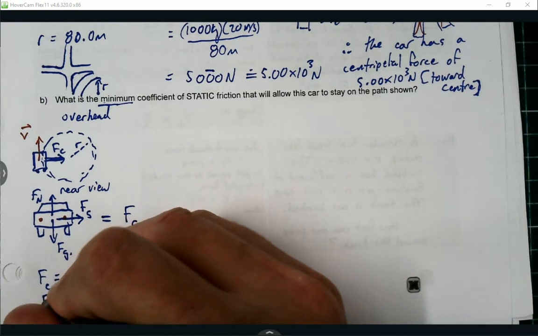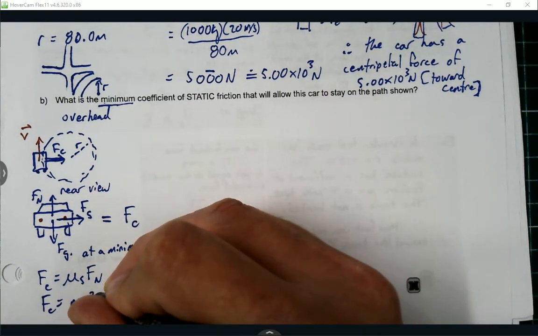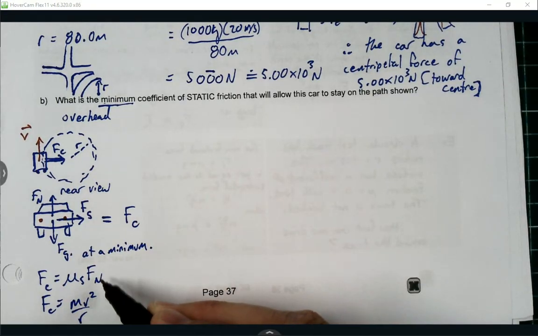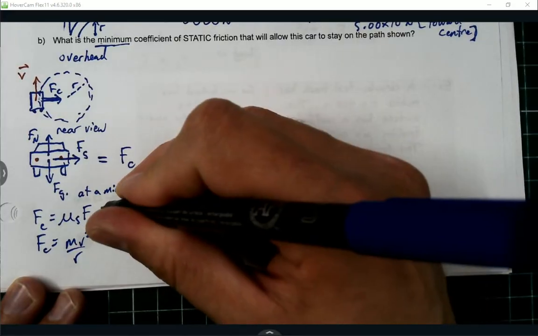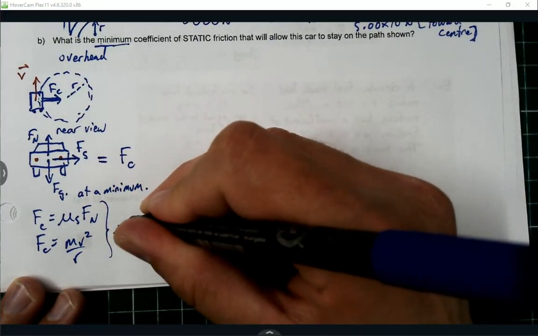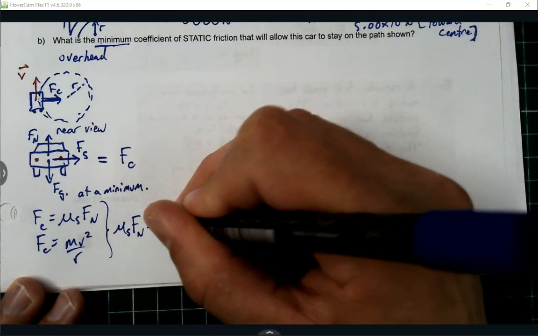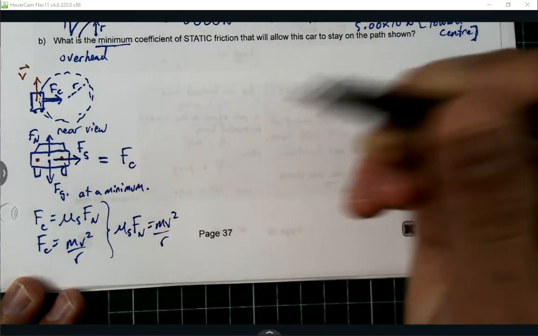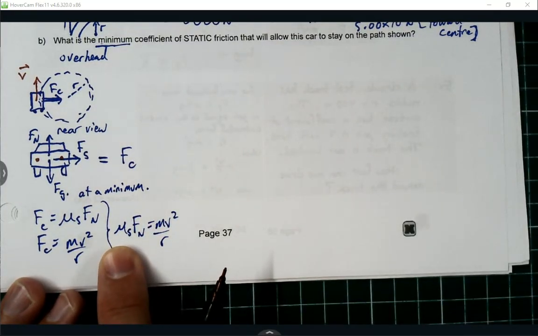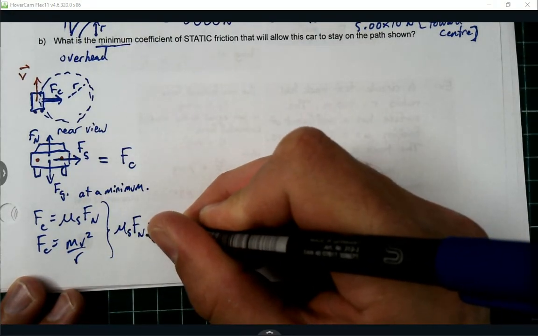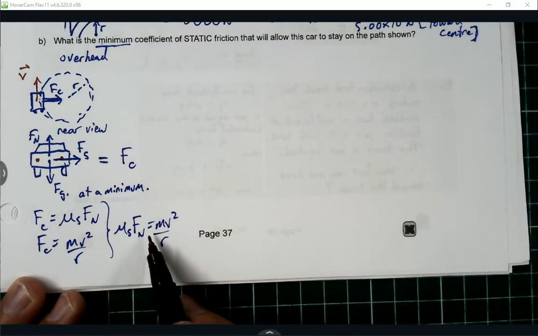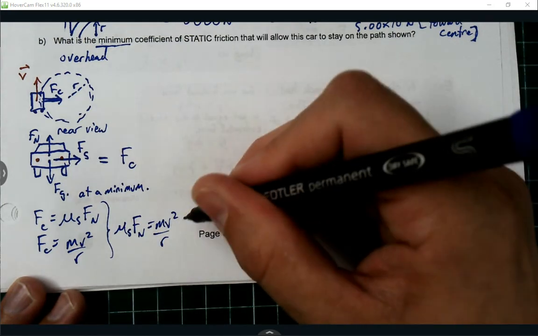So we know that FC is equal to mv squared over r, and at a minimum, this value and this value will be equal to each other if we're going to be able to make this turn. So let's bring them together. So mu s times F normal is equal to mv squared over r. This would be the minimum coefficient that we would solve for in order to make this turn. I could put in has to be greater than or equal to. So right there could be a greater than or equal to sign, but that wouldn't let us solve it, right? So the coefficient of friction has to be greater than or equal to the value we're about to solve for.